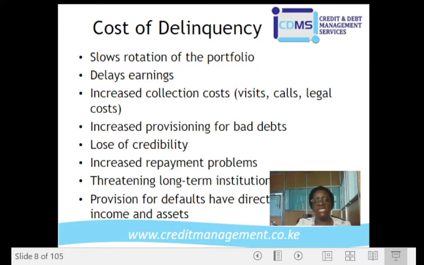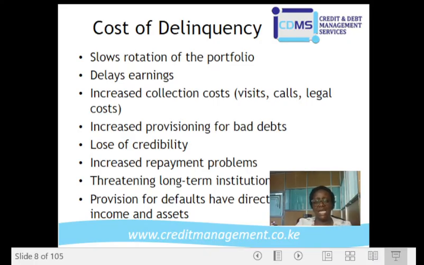So delinquency slows rotation of the portfolio, and it is through the rotation of the portfolio, or through the repayments, that we are able to make more money and give more loans, to give more credit facilities that will encourage customers to keep on borrowing with us.